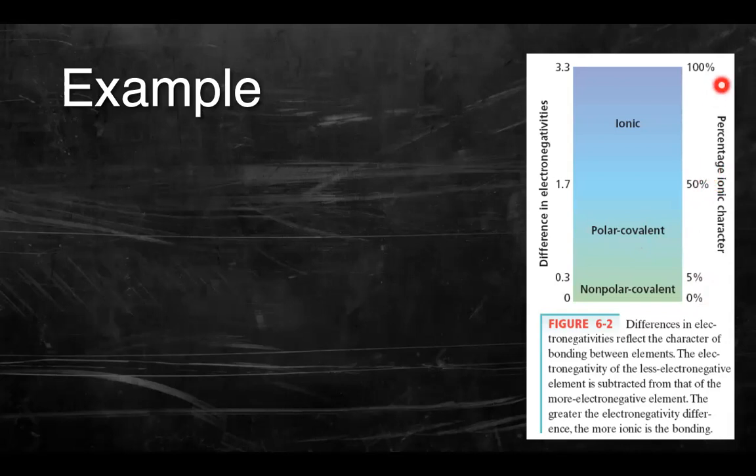And 50 to 100% is considered ionic. But again, in general, we go by these ranges. Oops, I'm gonna take that all the way down. Go down to those ranges.